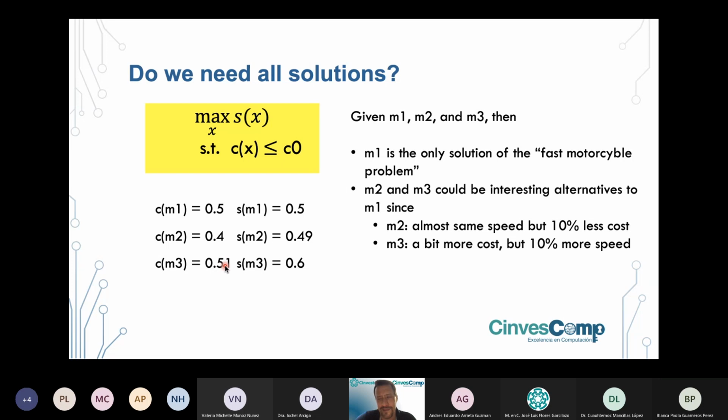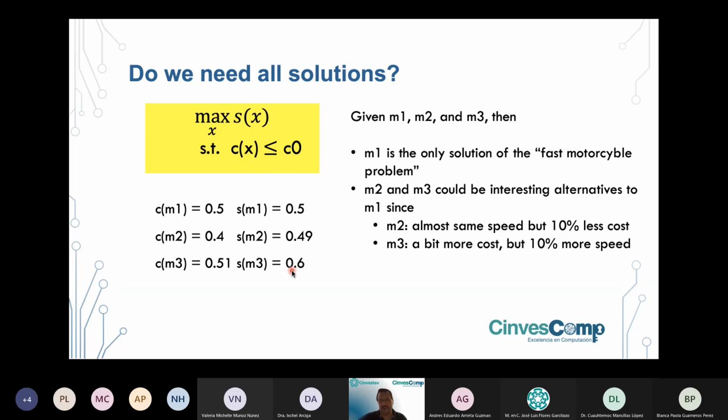I mean, what the hell is this? I mean, Papa pays. And I said, Papi, me das un poco más. So if Papa pays some pesos more, or you find them somewhere, you have a bike which costs a bit more and too much for this problem, but gives you 10% more performance.